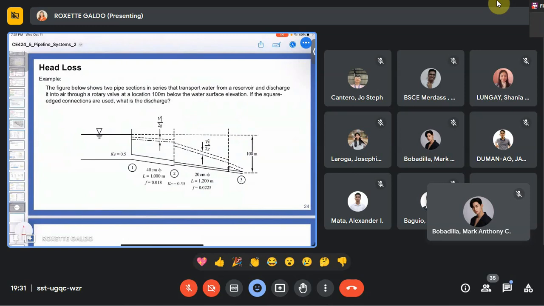Okay. So let us have this problem. The figure below shows 2 pipe sections in series that transport water from a reservoir and discharge it into the air through a rotary valve at a location 100 meter below the free water surface. If the square edge connections are used, what is the discharge? So simple lang yung pangutanan, no? Q.